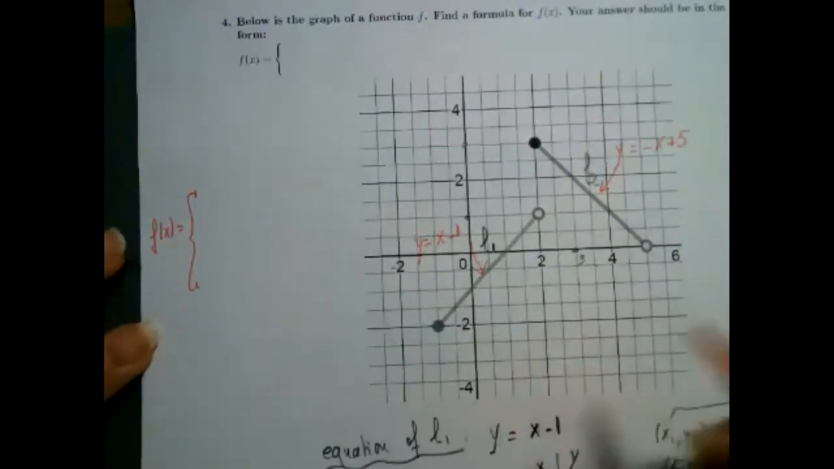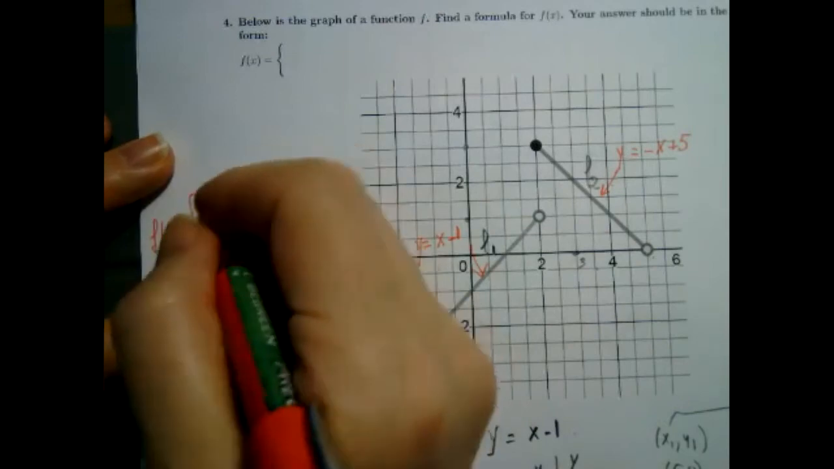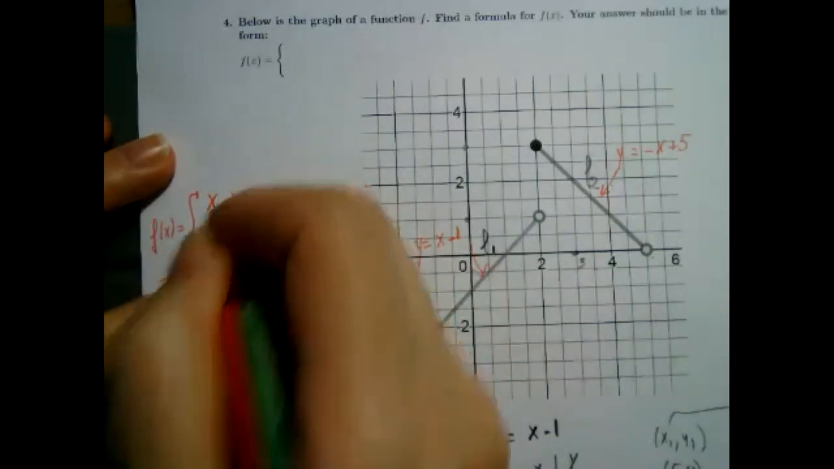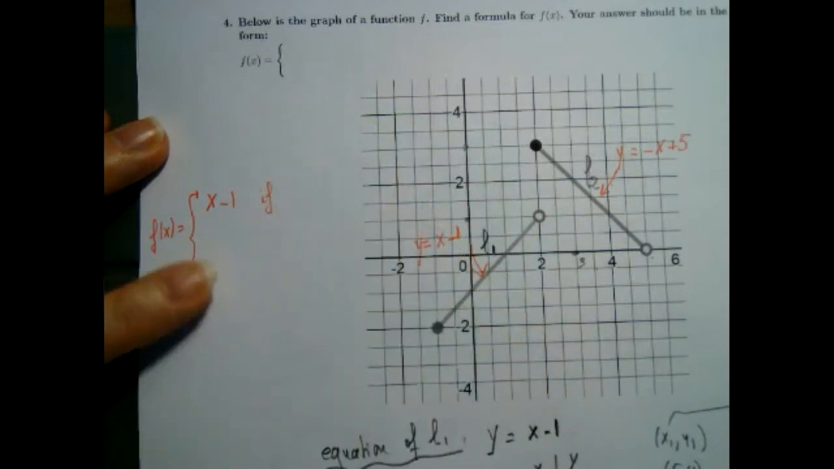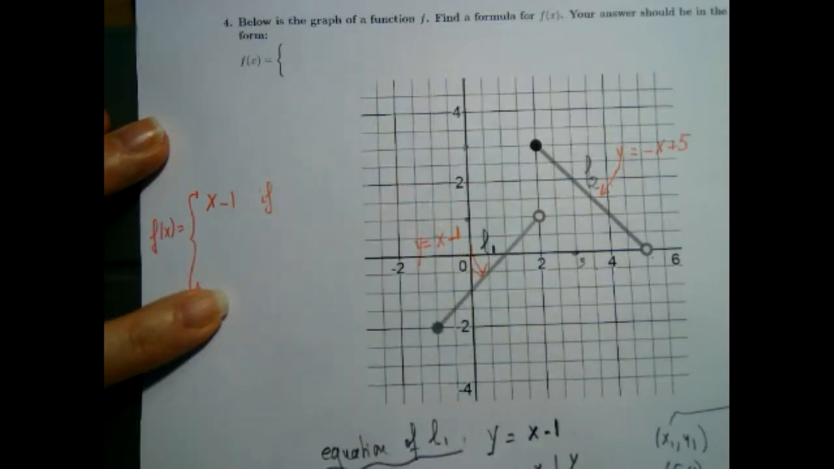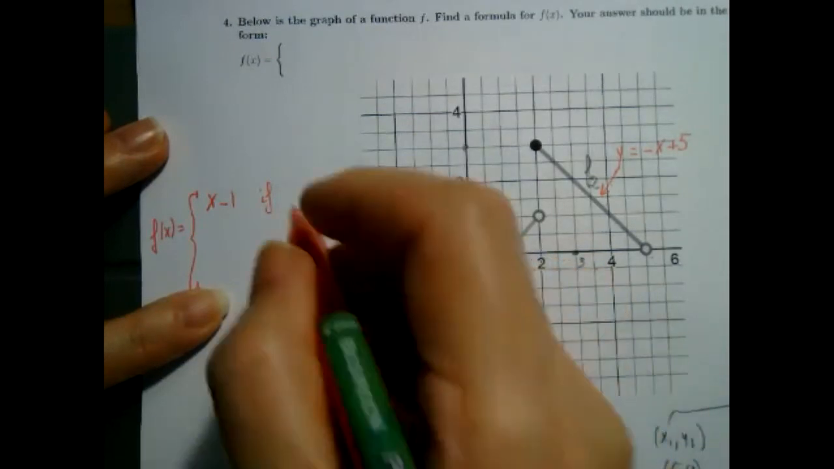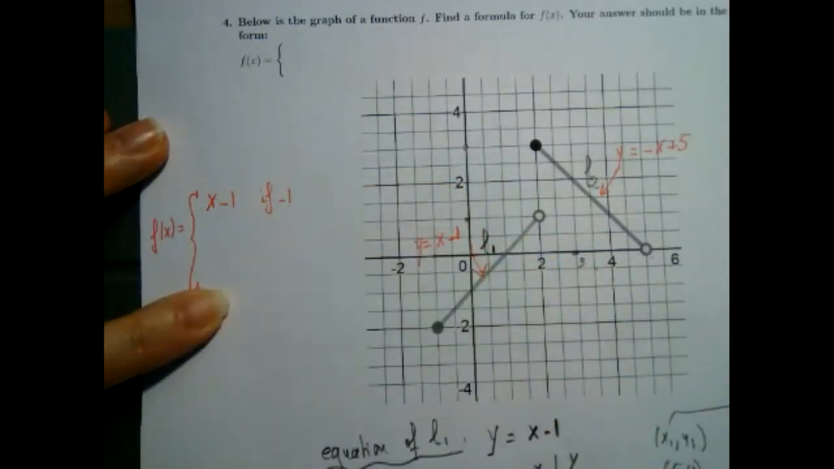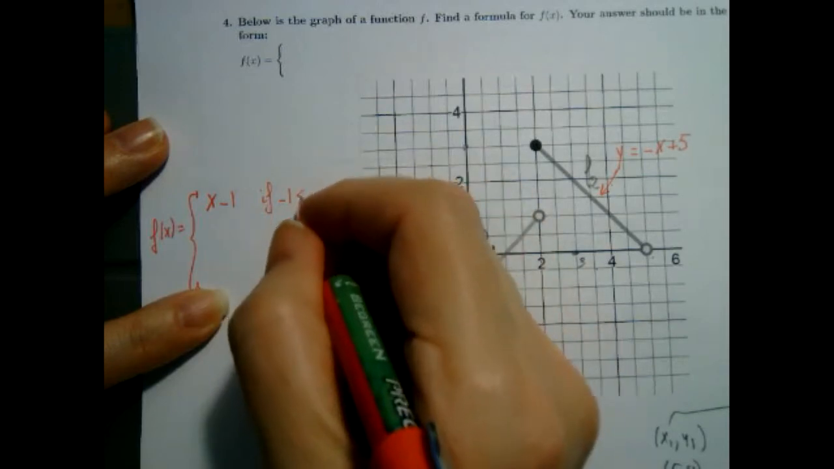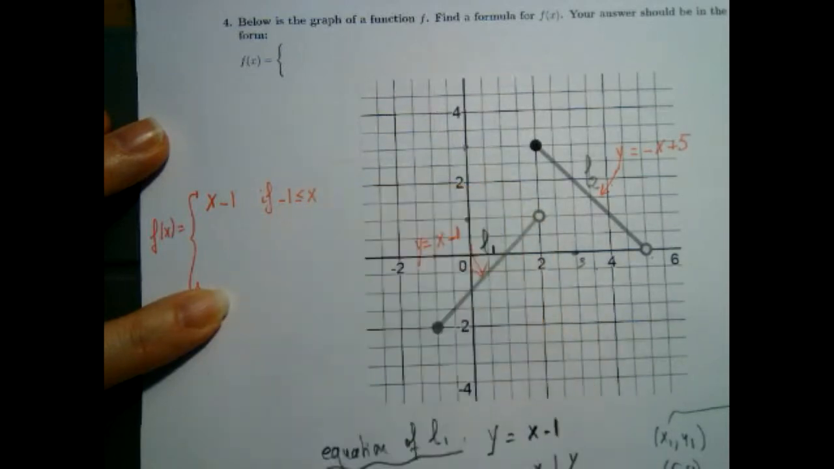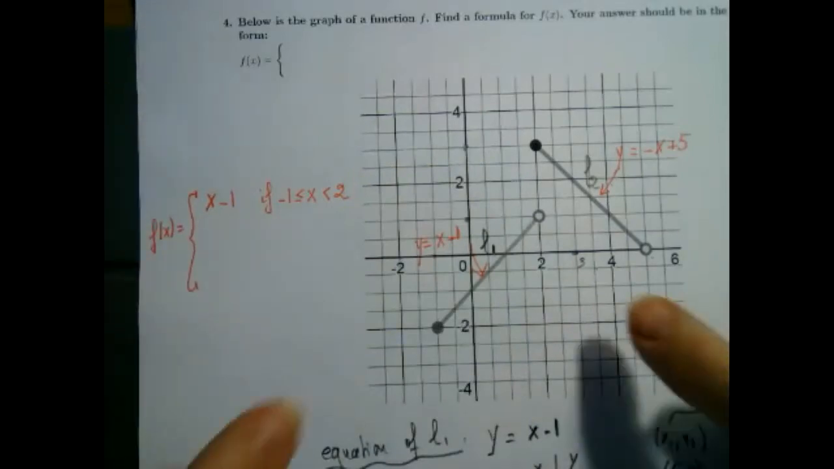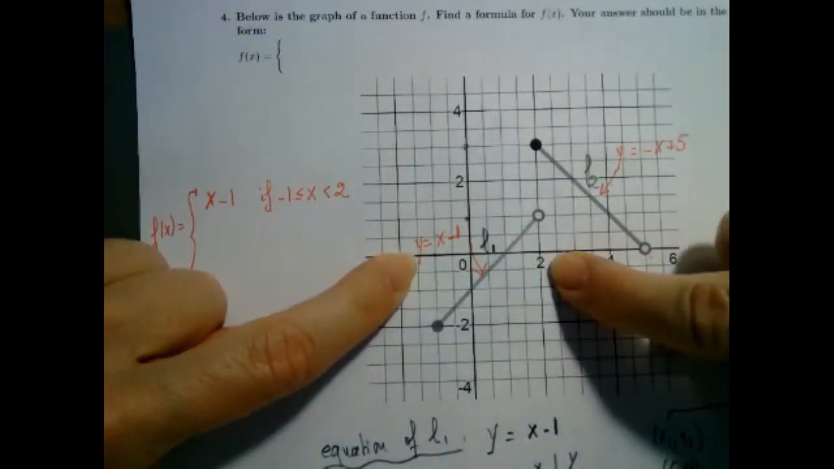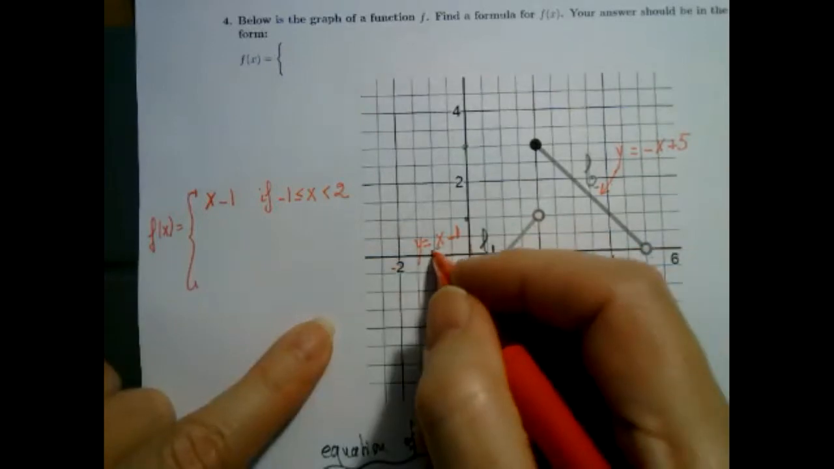So would it be x minus 1 if, let's look at it, -1 is less than or equal to x, that is less than 2. That's the rule between -1 and 2. I'm not done yet.